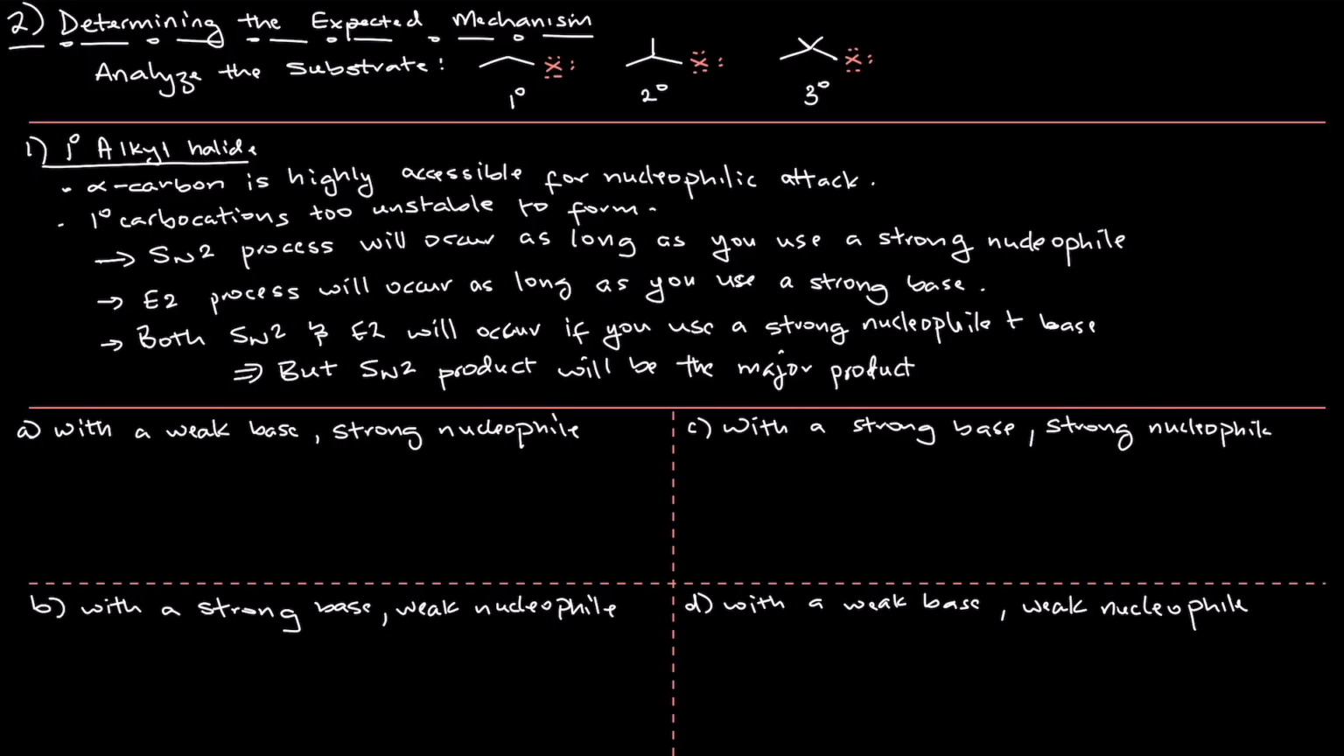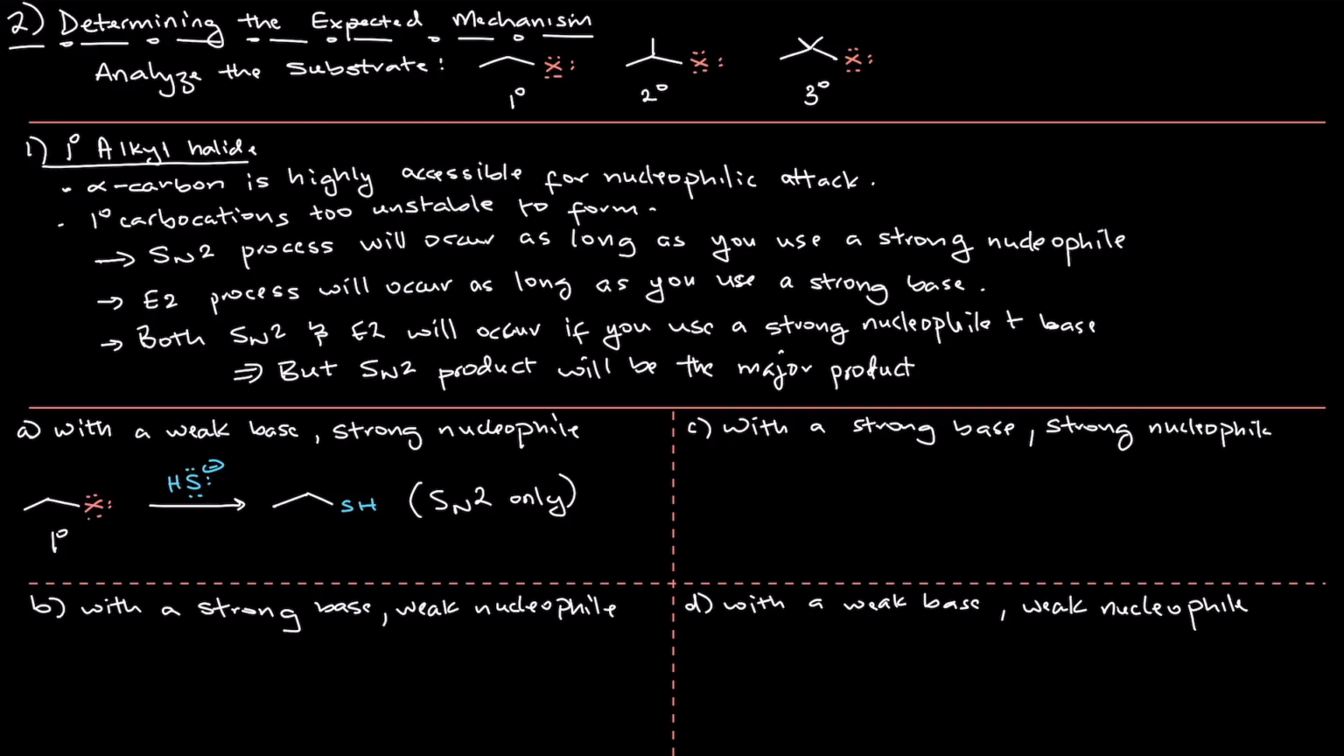The first one is taking a primary alkyl halide with a weak base, strong nucleophile. All right, so here's example number one. Primary alkyl halide with a weak base, strong nucleophile. So you're dealing with a strong nucleophile and a weak base, which means your SN2 process will be your primary process. So you're looking at an SN2 only process here because your base is too weak.